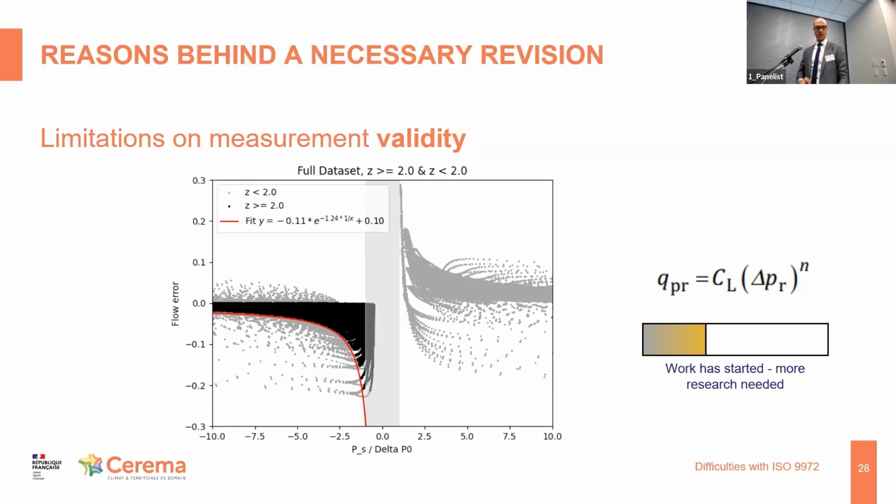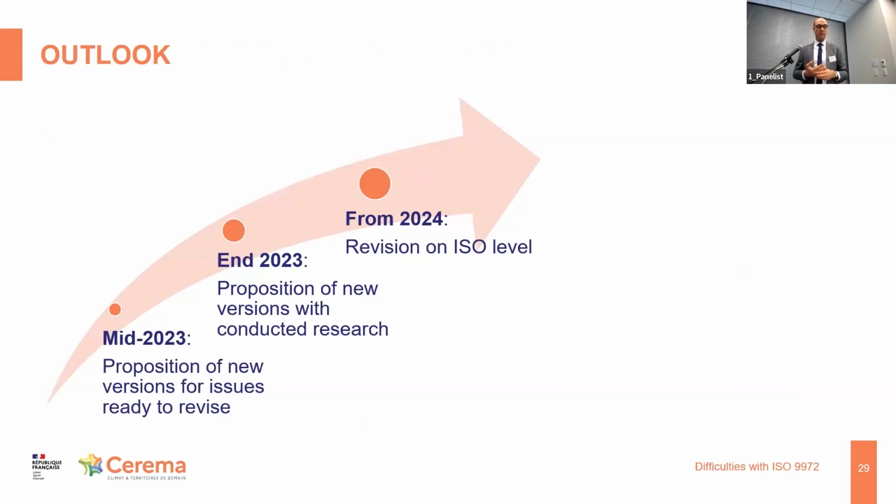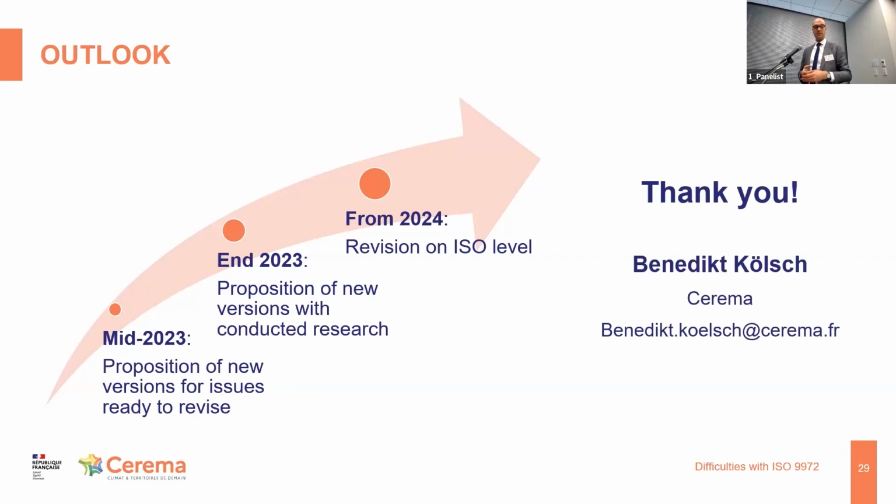So the next steps: until mid-2023, we would like to give a proposal to revise all the things which are ready to revise; until the end of 2023, to give a proposition for new things, for all the things which need research; and from 2024, to propose a new ISO at ISO level. Thank you very much for your attention. My name is Benedikt Koelsch, and I'm happy to answer your questions now or later in the discussion.